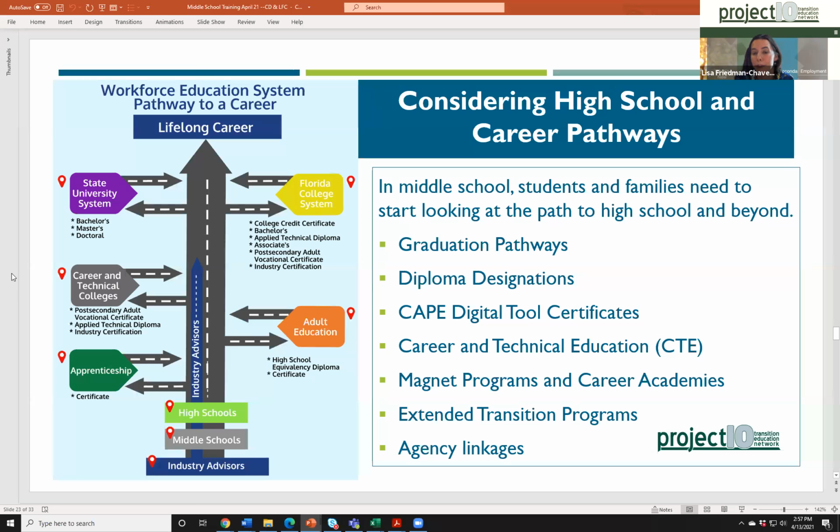But other things that you can find in the transition trail map, we don't have time to go over them today, but the graduation pathways, and it is in the trail map. Project 10 has multiple resources regarding different diploma options. So it's important to discuss it in middle school as well, so families are aware.